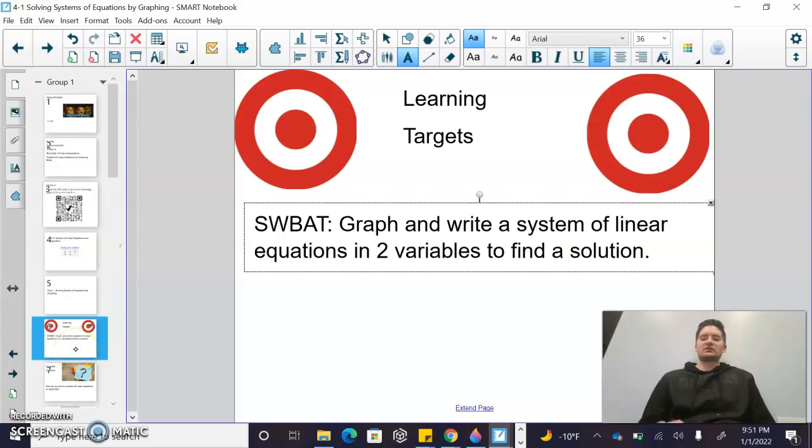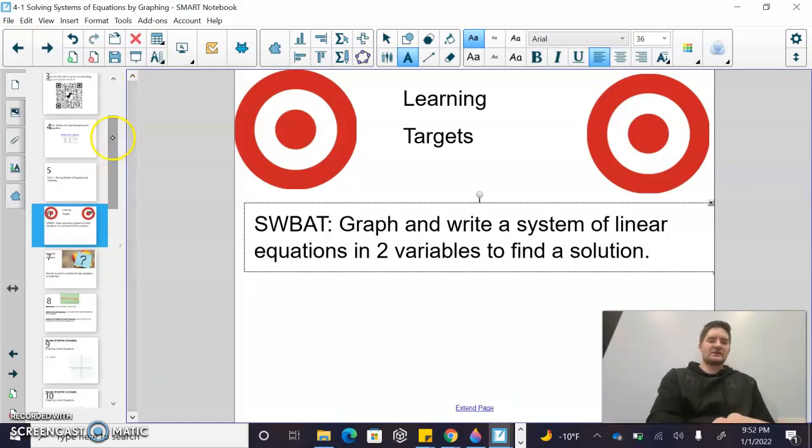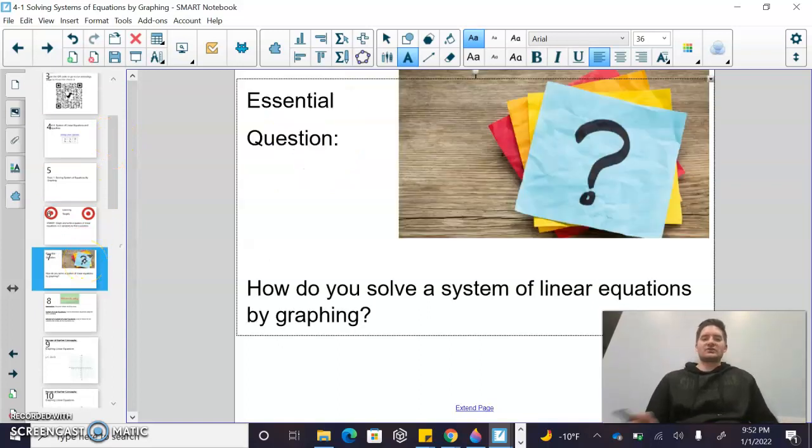Our learning target, you should write this learning target on the top of your notes. Students are going to be able to graph and write a system of linear equations in two variables to find a solution. That is your learning target. And the essential question is, how do you solve a system of linear equations by graphing?